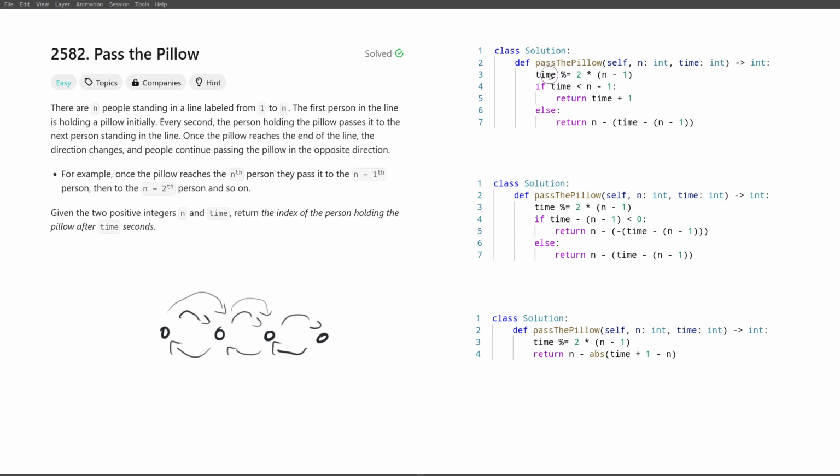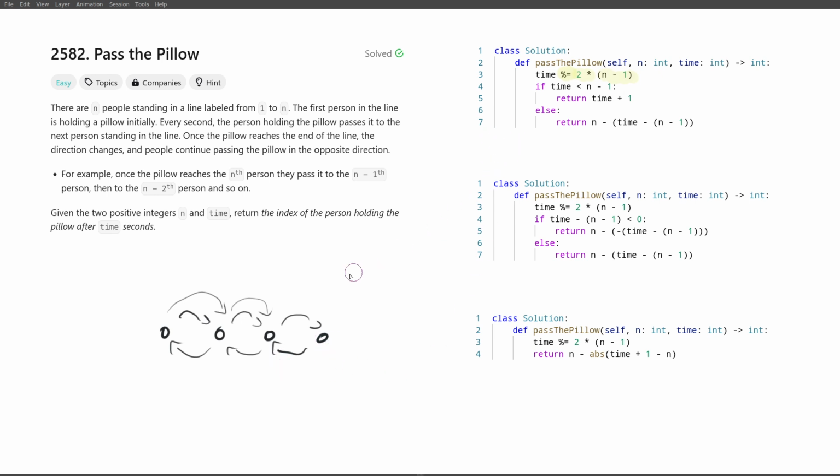So we start by taking the remainder from division by 2 times the number of people minus 1. The number of people minus 1 is the number of steps in each direction, and there are 2 directions, so we take it times 2. And in that case we can immediately calculate the result. Because if we're going to the right with the remaining steps, then it's simple to calculate the result. And if we're going to the left, then it's also simple if we look from the right end.